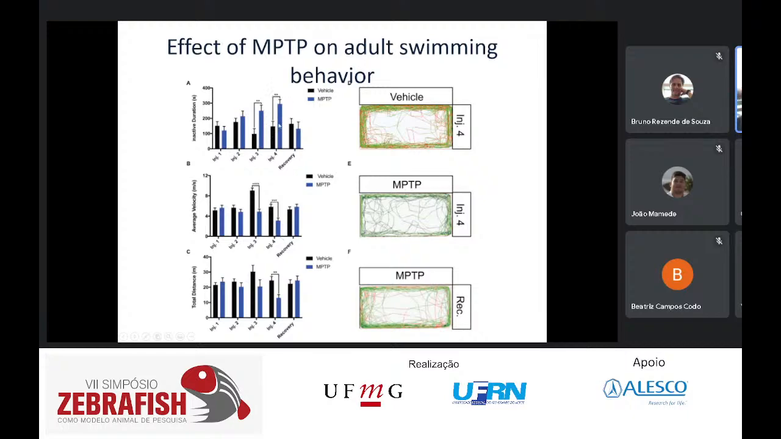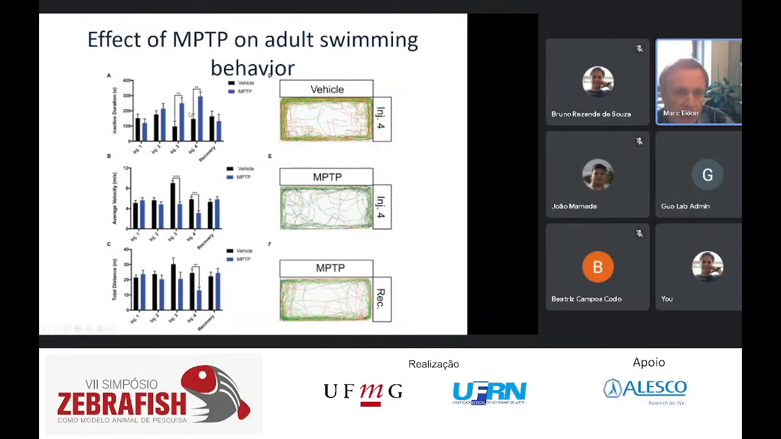That is accompanied, yes, by an increase in the inactive duration. And here are just the scans of the swimming behavior of the fish after the 4th injection, the vehicle control and the MPTP. But then after a period of recovery, you see that these decreases in distance or velocity are reversed, as the fish has recovered from the impact of MPTP treatment.